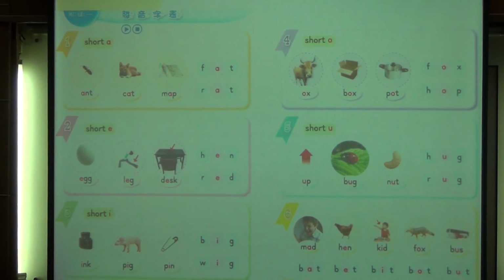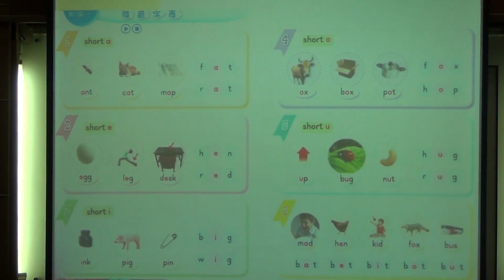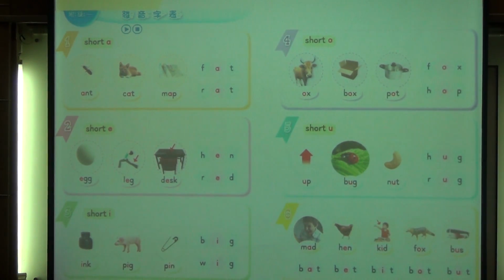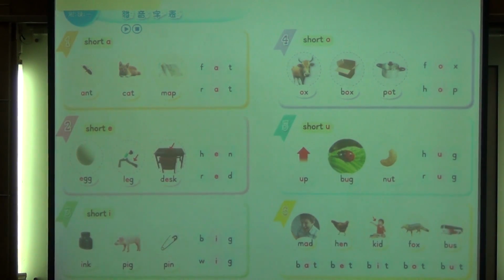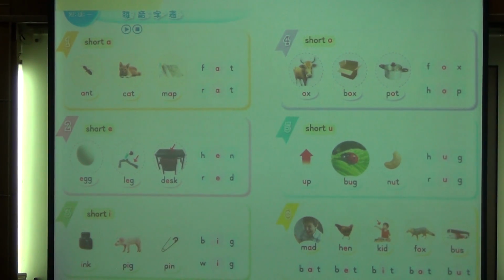Up. Bugs. Nut. Red. Rug. Ink. Pig. Man. Pin. Oh no, you're right. Hen. Kid. Wing. Fox. Ink. Bus. Bat. Pets. Bit. That's wrong. Bus. Hot. We don't say fox.